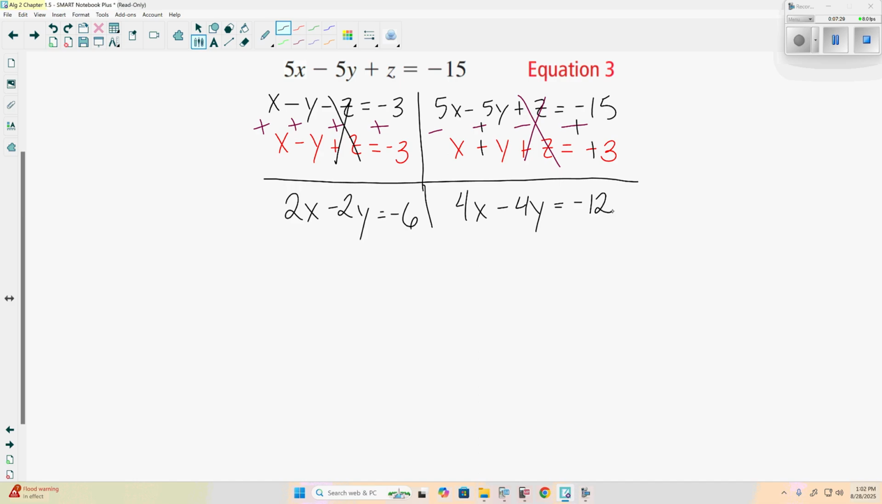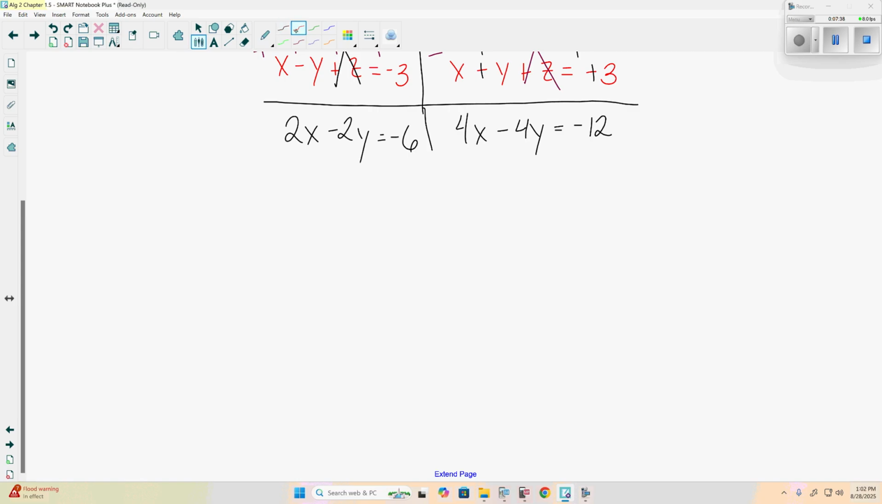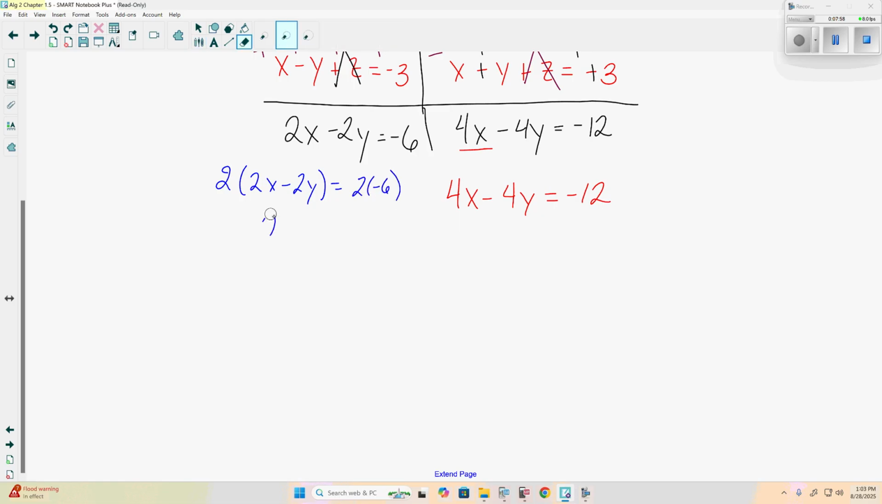Notice something interesting about these two equations. They look pretty similar, yes? Well, let's eliminate x next. This is already 4x minus 4y, yes? But this other equation, we're going to have to multiply it by 2, which will give us 2 times 2x is 4x. 2 times negative 2y is negative 4y. And 2 times negative 6 is negative 12.